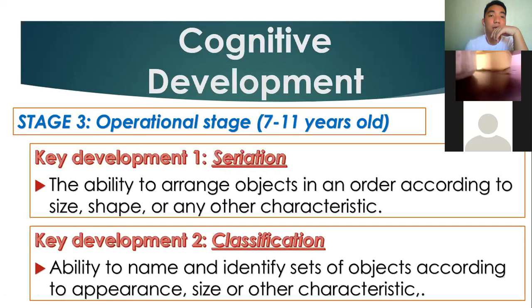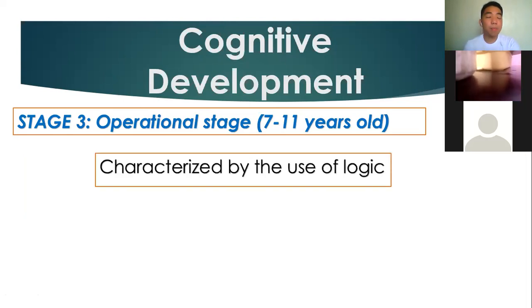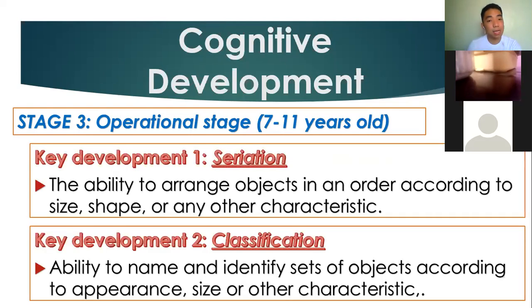Okay, so now let's go to stage 3, the concrete operational stage, 7 to 11 years old. So, lahi na ang characteristics sa mga bata. Compared to pre-operational, this one, the operational stage, is characterized by the use of logic. So, rational na ang bata at this stage. Do you think na centration? Do you think na inability to conserve? None. So it would be totally different na. So ang usa may mga key developments.